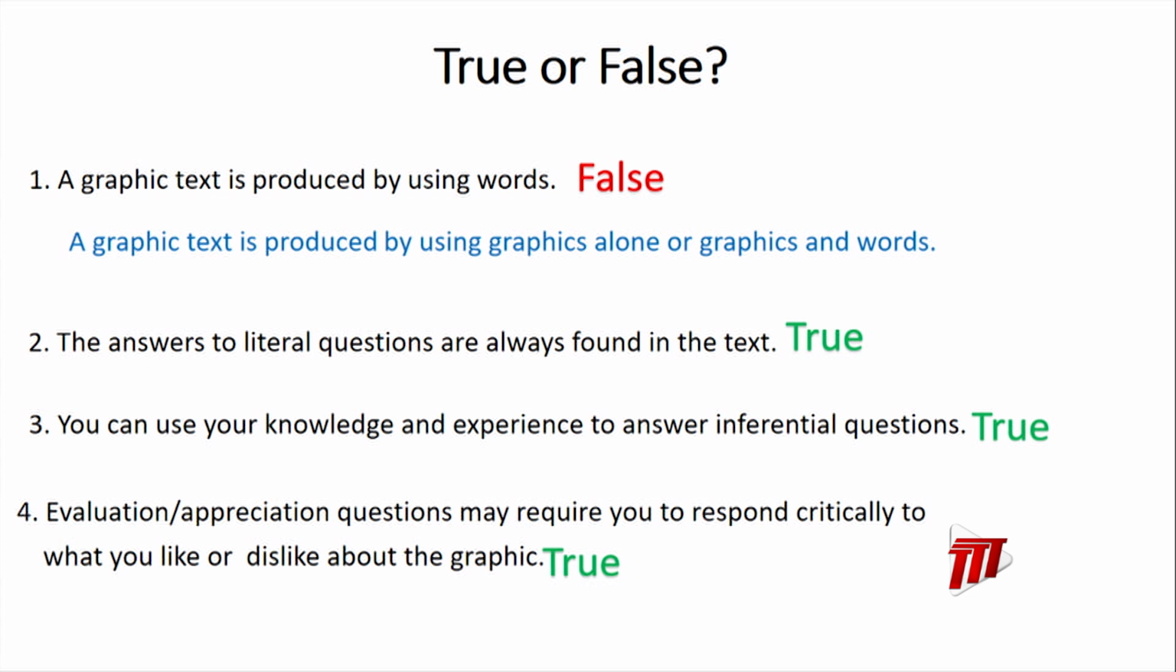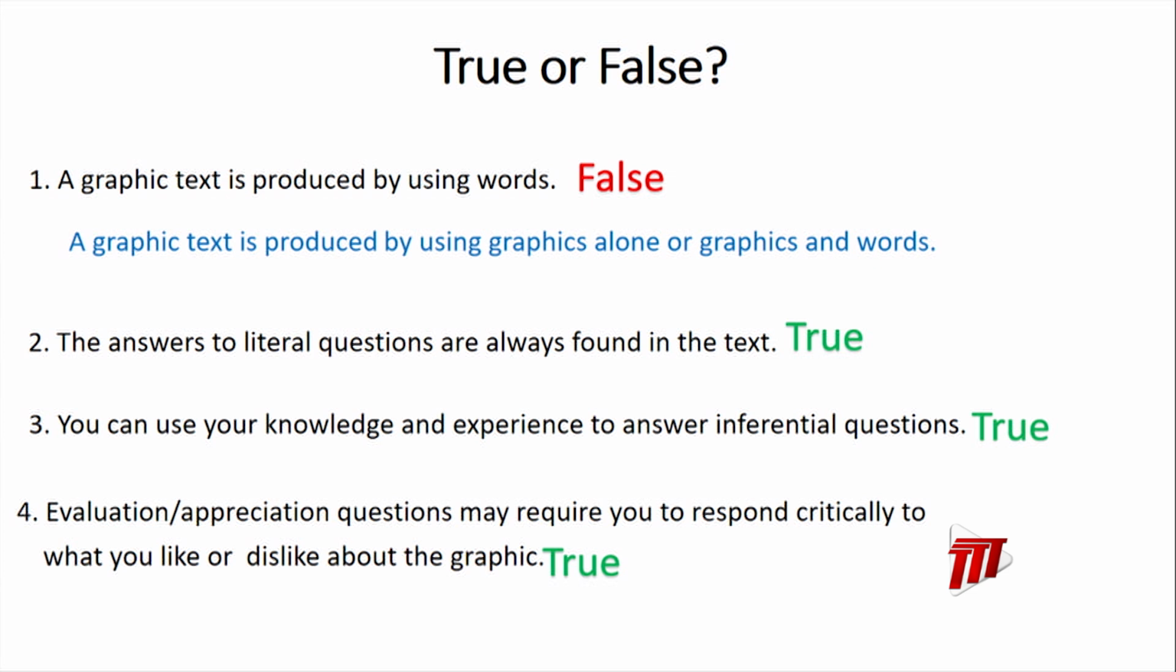Let's read these statements again and the answers. A graphic text is produced using words only. This statement we saw was false. A graphic text is produced by using graphics alone or graphics and words. The answers to literal questions are always found in the text. This statement is true. You can use your knowledge and experience to answer inferential questions.